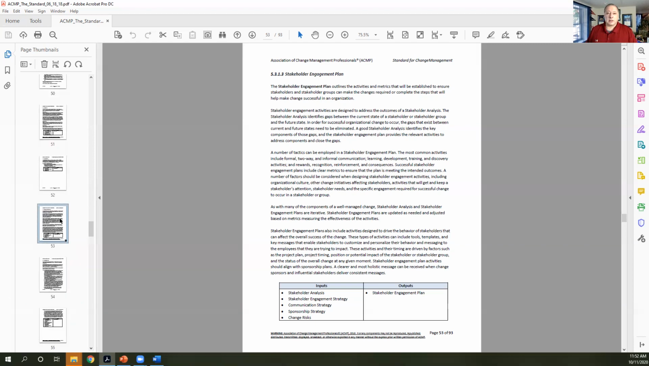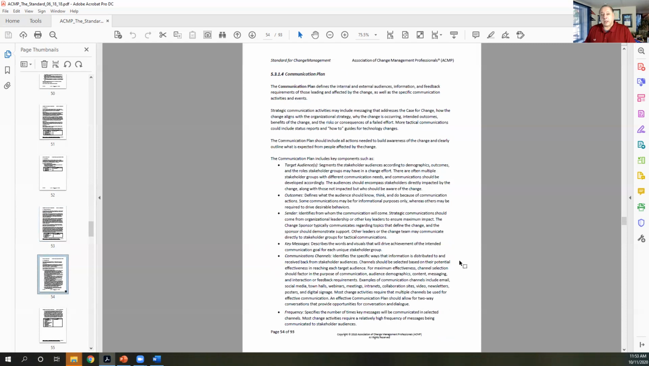And sometimes you're talking to your peers, not so much people who report to you or people who are above you. You need to work with peers cross-functionally to make this happen. So stakeholder engagement is very important, and you have to have a plan for it. Communication plan, we've talked about that and the importance of that, and you can see some of the different elements that need to be in here.